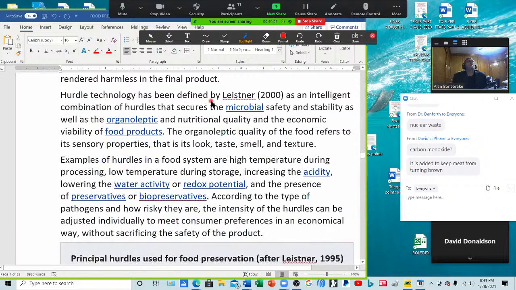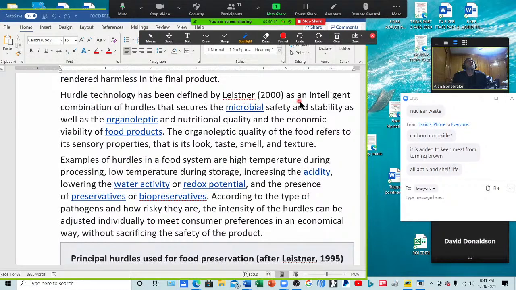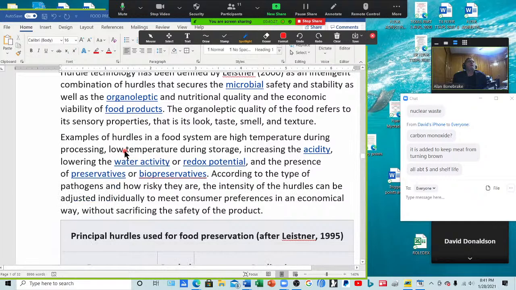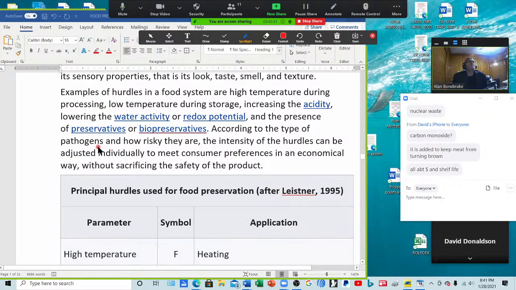Hurdle technology has been defined by Leistner as an intelligent combination of hurdles that secures microbial safety and stability, as well as the organoleptic and nutritional quality and the economic viability of food products. The organoleptic quality of the food refers to its sensory properties, that is, its look, taste, smell, and texture.